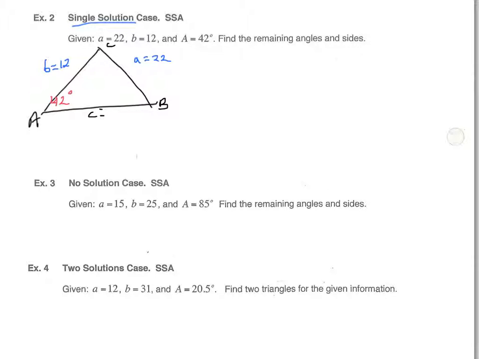So our first step is going to be to use law of sines. And again, right now, I still don't know whether I have one solution, two solutions, or no solution. So we're going to use law of sines. Always, your first step on SSA is use law of sines. So I'm going to take always what they give me, the angle and the side opposite. That's going to be my full ratio. So I'm going to do sine of 42 degrees over 22.